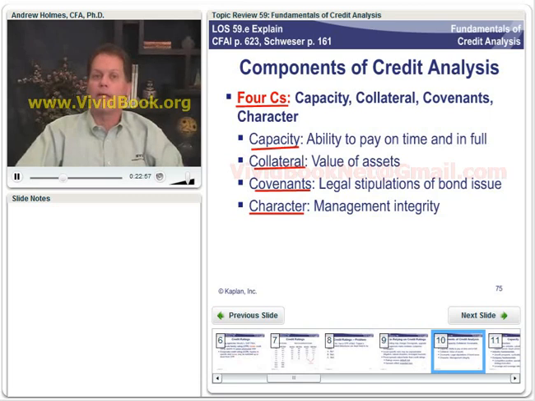We'll get to talk a little bit more about these. What we're going to see is that while these are going to be important, in some cases very important, depending on the type of credit we're talking about, I think what we're most interested in is this first one. That is going to be the capacity of the firm to repay.